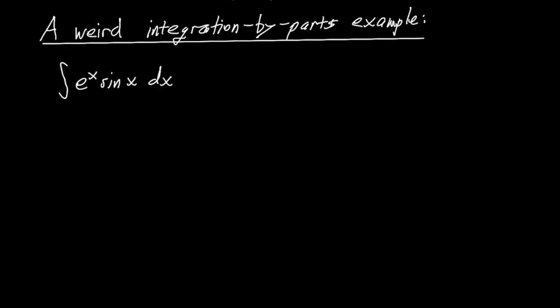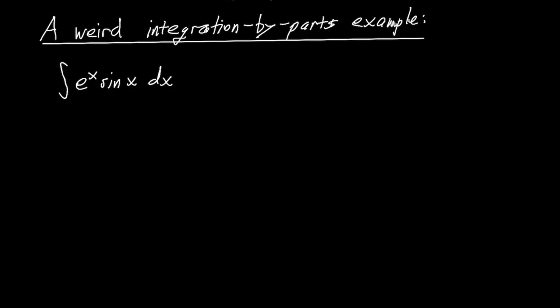E to the x cosine x, you'll see, works similarly. Turns out you can do the integral of sine squared or cosine squared with this method I'm about to show you. So here's a problem. E to the x times sine x. We're going to find the antiderivative of that.